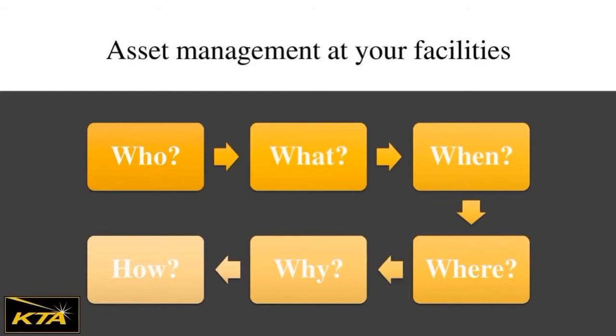When does my warranty expire? Where should maintenance take place? Why is maintenance required? How much is the maintenance going to cost? How much should I budget for my program? And how should the asset be maintained? Should it be overcoated or overlaid, or does it require removal and replacement?